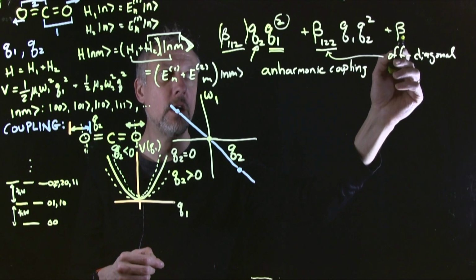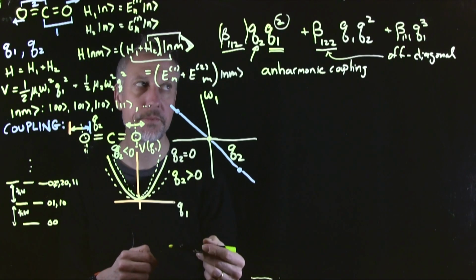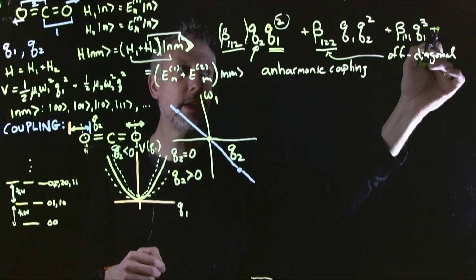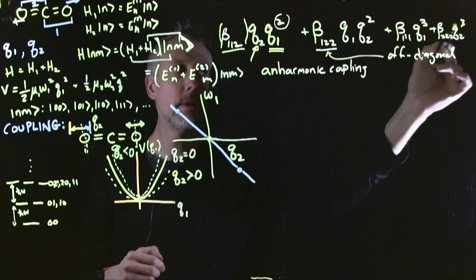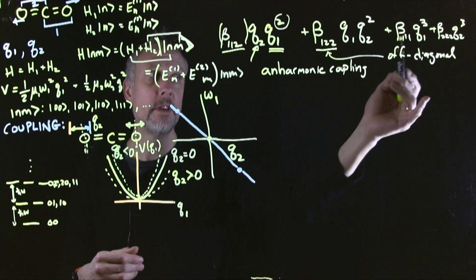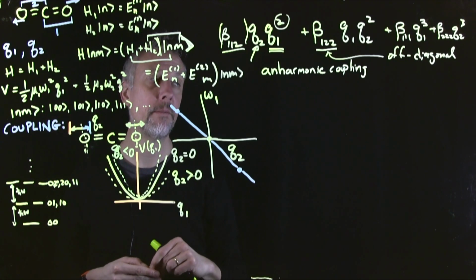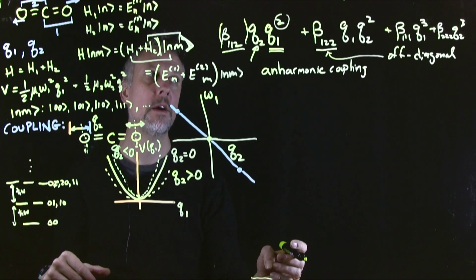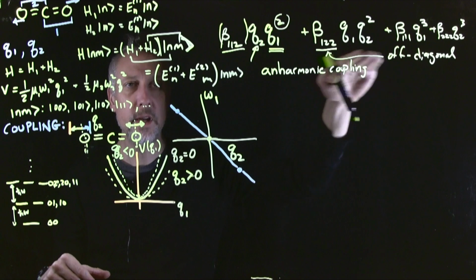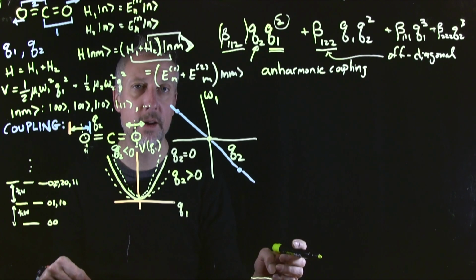You can have beta 111, which is beta 1 times Q1 cubed. And you can of course do the same thing, beta 222 times Q2 cubed. In this molecule, you'd expect these numbers to be the same as well because they're the same molecule, same kind of bond. If it was OCN or something, then you would expect maybe it would be different. All right, so these are the lowest order anharmonic terms that you can have in a 2-dimensional oscillator.